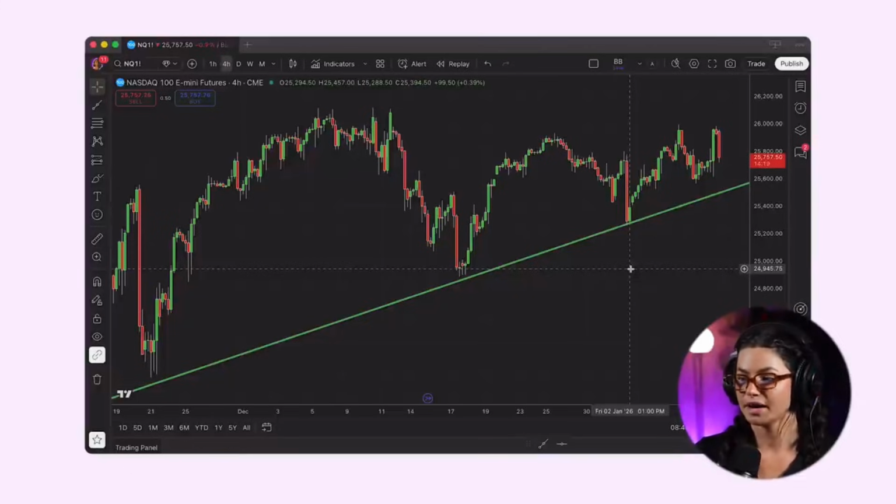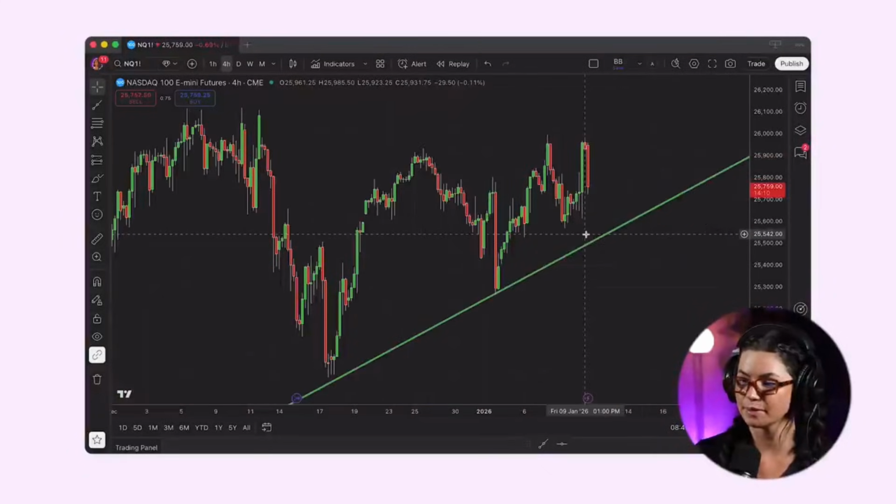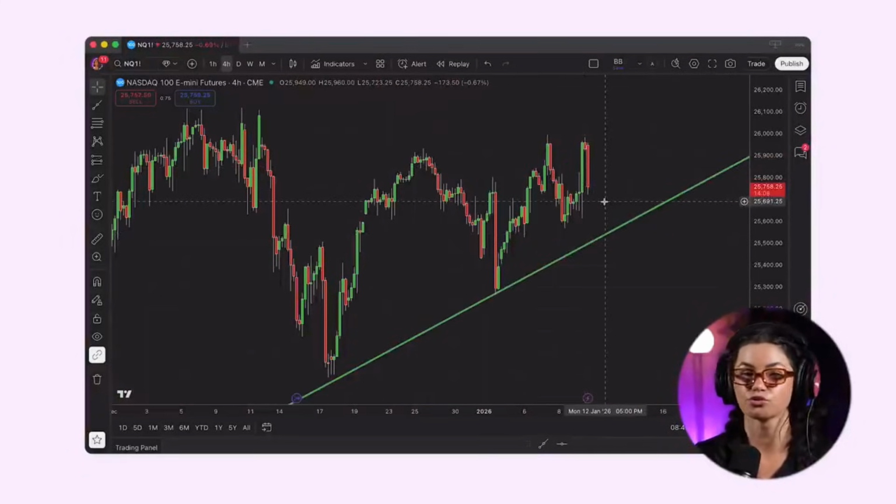But how confident am I that if NQ breaks this downward trend line, it's not going to just continue to go sideways? How confident am I that it's not going to just move sideways through the trend line? How confident am I that it's going to break and fall? And that is where double confirmation comes into play.